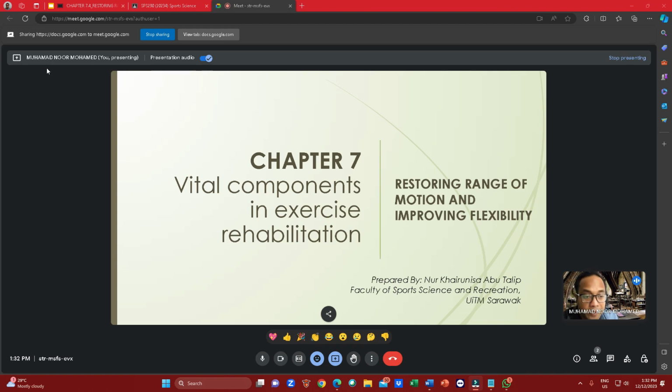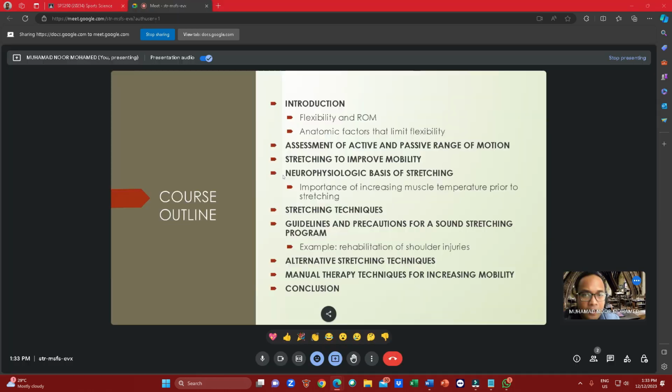So for today's topic, we are going to discuss a bit about restoring range of motion and also a way for you to improve one's flexibility. Okay, as an introduction, when we talk about improving flexibility and range of motion, in this topic we are going to discuss a bit about the term flexibility itself and also range of motion.